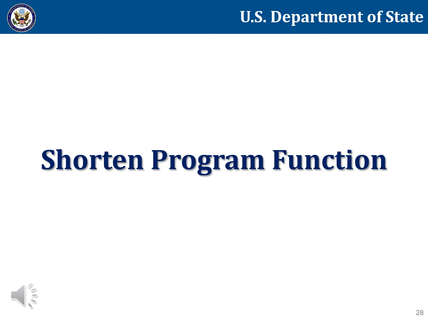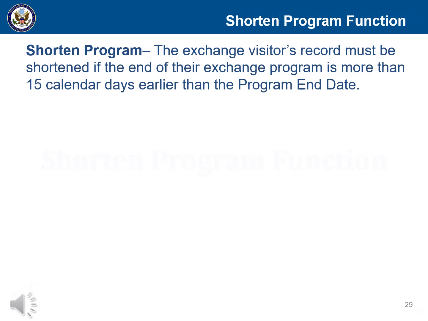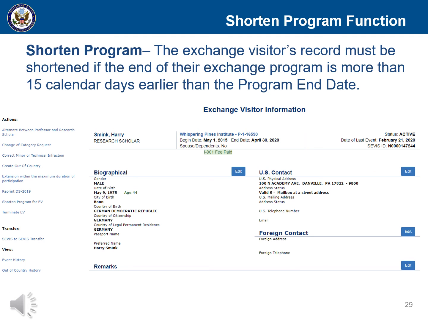Now we will discuss the Shorten Program function. If an exchange visitor will complete their program earlier than originally planned, but otherwise fulfills all program expectations, the Shorten Program function may be used. This function should be used in cases where the exchange visitor will finish their program more than 15 days earlier than the current program end date.